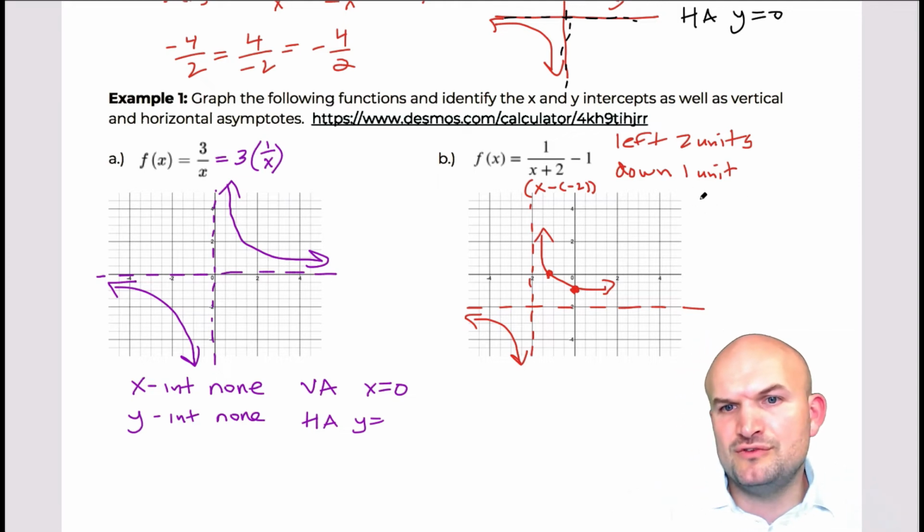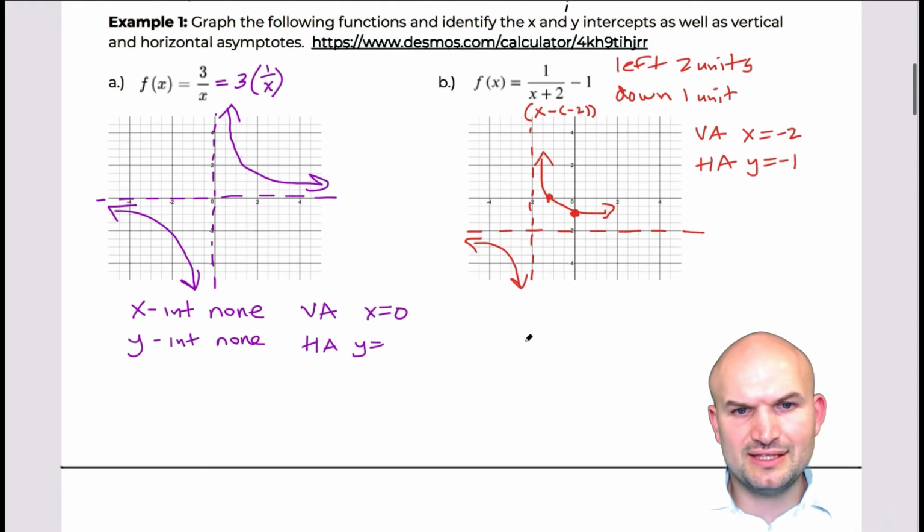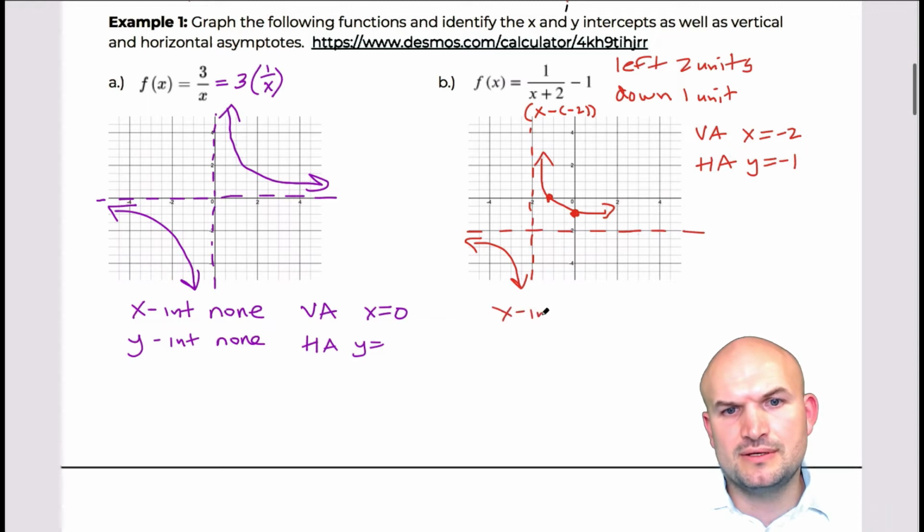Let's go ahead and cover the vertical asymptotes here. So the vertical asymptote is now at X equals -2. The horizontal asymptote is now at Y is equal to -1. And let's figure out this X-intercept. So X-intercept is when Y is equal to 0. So that's going to be 1 over X plus 2 minus 1. So that would be X plus 2 is equal to 1. X is equal to -1.